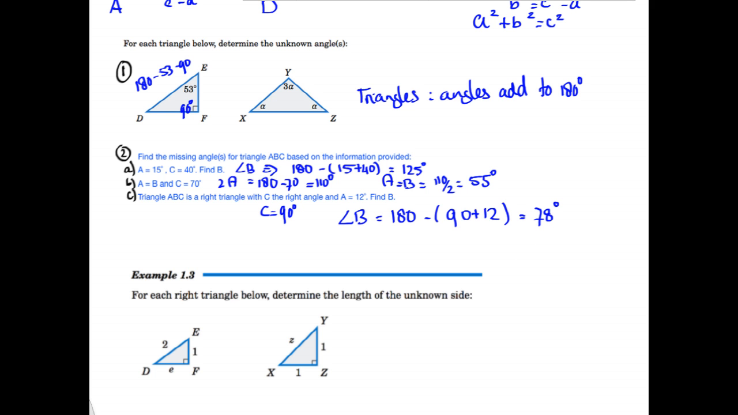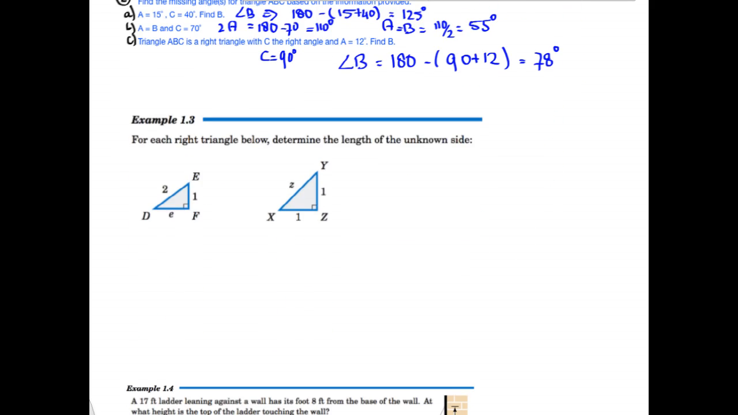Okay, last couple things. Unknown sides, so here's the Pythagorean Theorem at work, so we know that e squared plus 1 squared is 2 squared, so e squared is equal to 2 squared is 4 and 1 squared is 1, so that means that e would be the square root of 3. And here if that's 1 and that's 1, then we know that 1 squared plus 1 squared is equal to z squared. 1 plus 1 is 2, so that means that z would be the square root of 2.